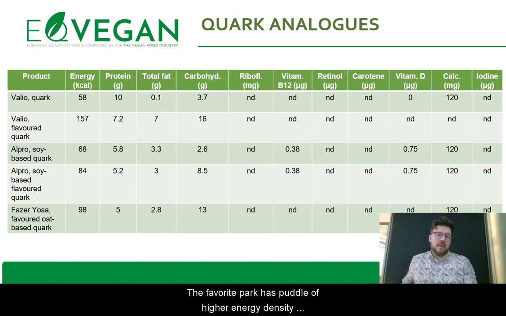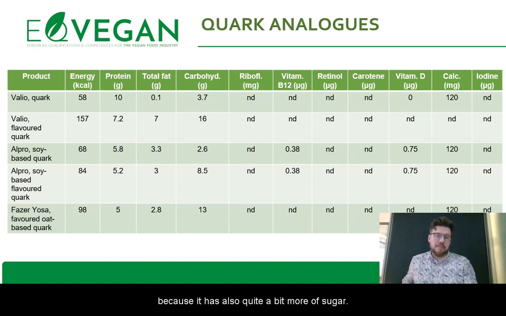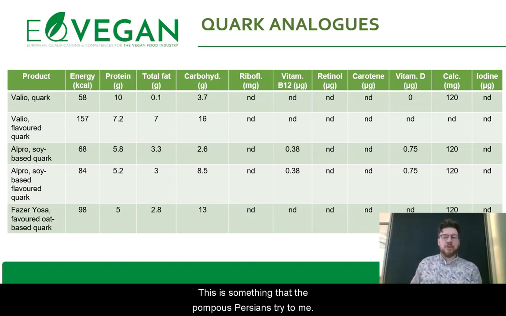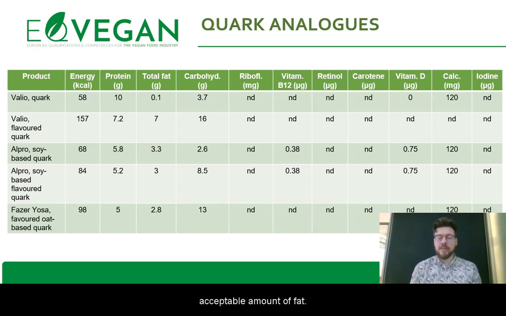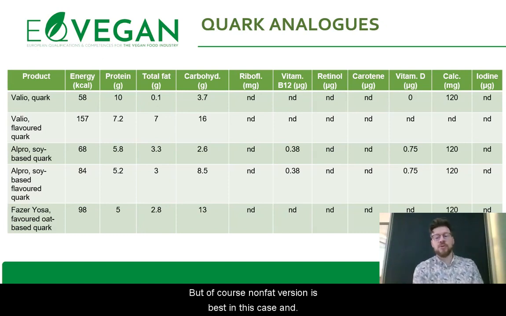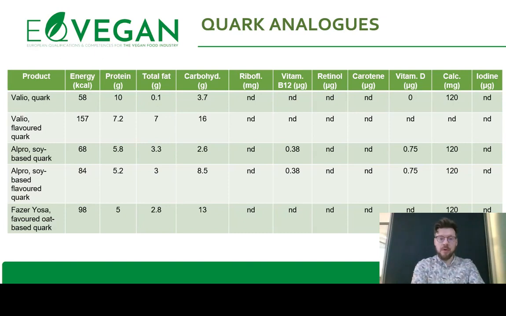The flavored quark has quite a lot higher energy density because it also has a little bit more sugar and fat. And this is something that the plant-based versions try to mimic. If you look at the third from the top, this is from Alpro, and it's a soy-based quark. It has an okay protein value of 5.8 and an acceptable amount of fat, 3.3, compared to the 7 of the flavored Valio quark, but of course the non-fat version is best in this case. And for Alpro, the quarks, both the natural and the flavored version, both have B12 vitamin fortified to the products.